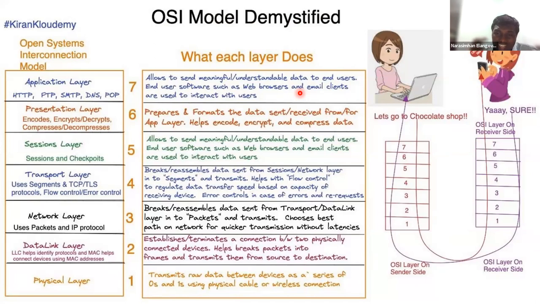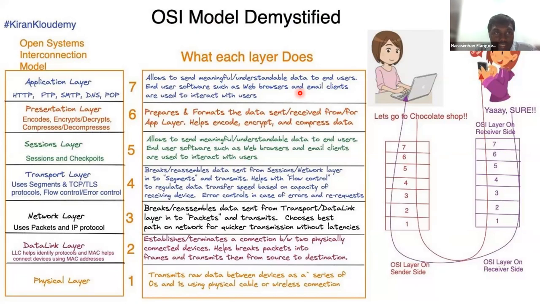Presentation layer, it is all about encryption, decryption, right? Session layer establishes the session, like a net banking session. Transport layer, sending the information and receiving. Network layer, it uses the IP protocol. Data link layer, it connects with your MAC. And then your physical layer, that's actually the physical substance.